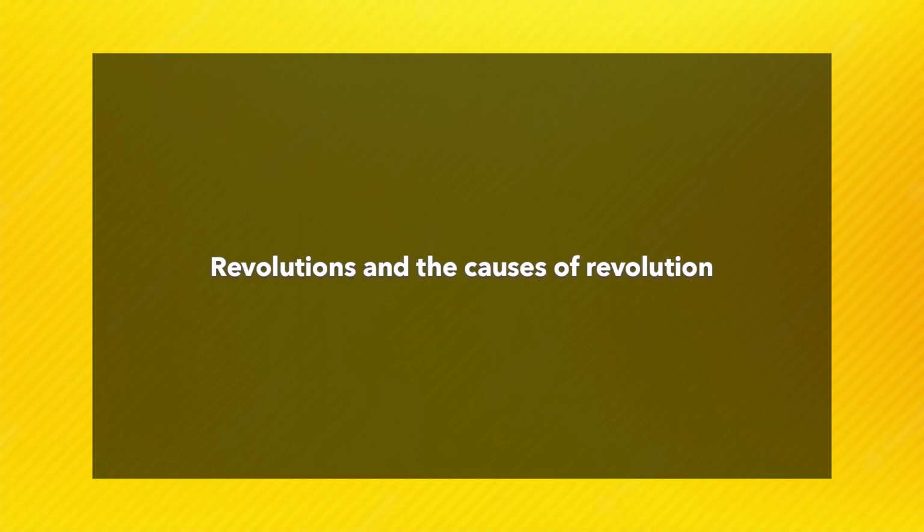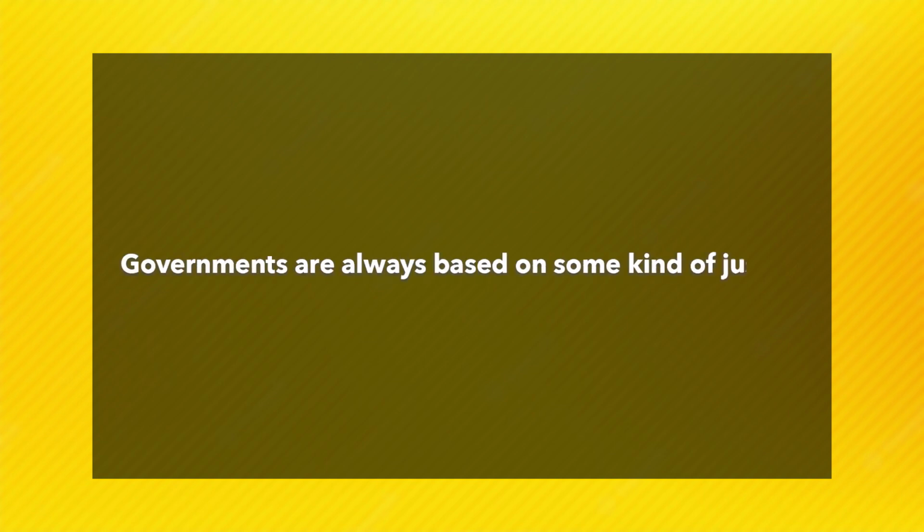Now, Aristotle talks about revolutions and the causes of revolution. Aristotle believes that governments are always based on some kind of justice. For instance, democracy believes in equality, while oligarchy is based on the notion that those who are unequal in one respect are in all respects unequal. Under both systems, there remains a good chunk of people who think their rights have been vandalized. This thinking compels them toward revolution.